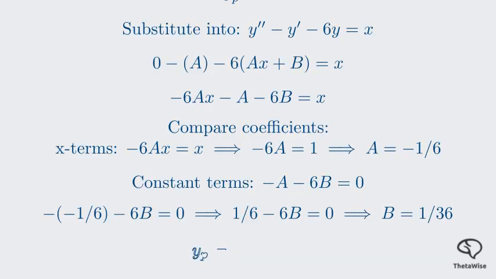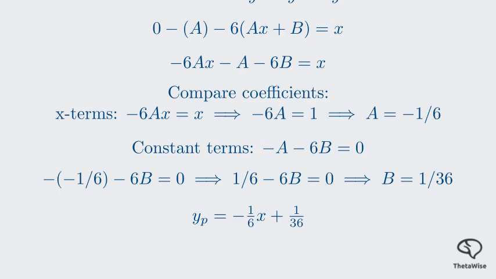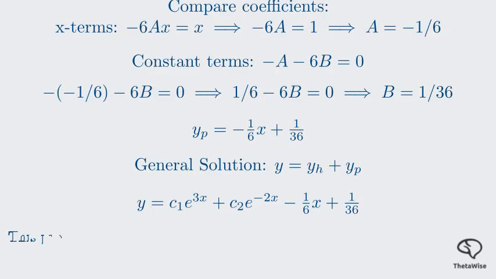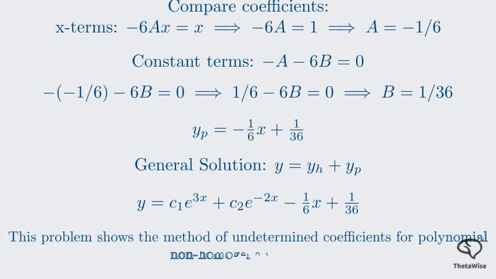With a and b found, our particular solution is yp equals 1/6x plus 1/36. Finally, we combine the two parts. The general solution is y equals c1 e to the 3x plus c2 e to the negative 2x minus 1/6x plus 1/36. This problem shows the method of undetermined coefficients for polynomial non-homogeneous terms.